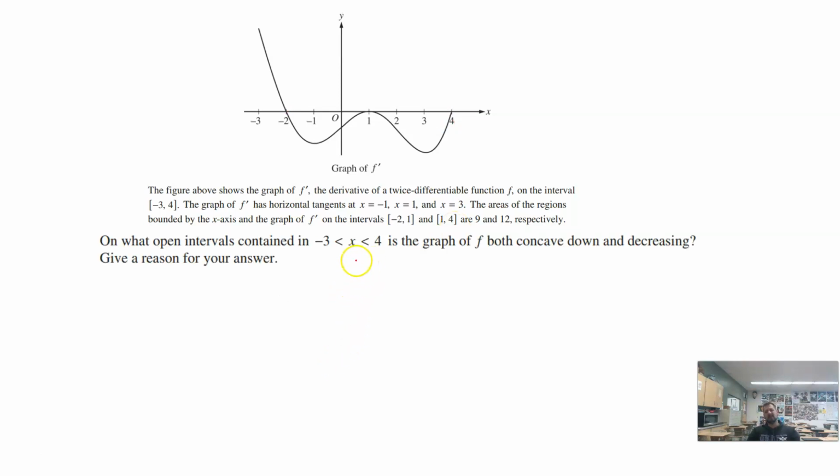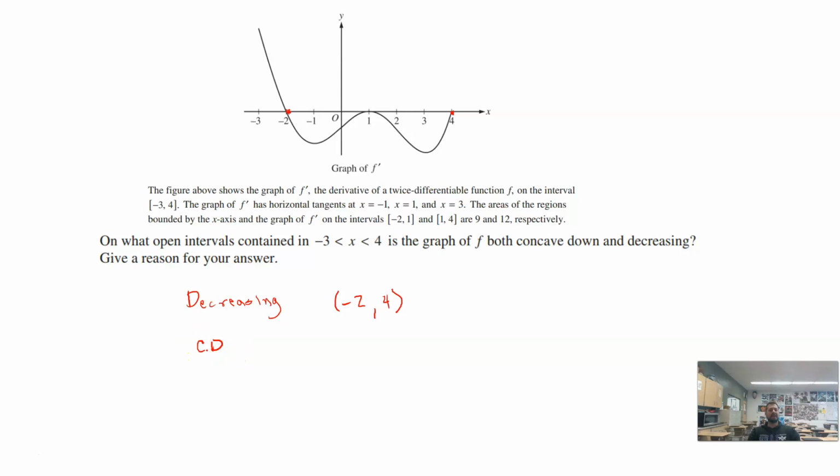Letter B wants to know where, between -3 and 4, is the graph of f, so the original function, both concave down and decreasing. So let's talk about each of those things. Let's do decreasing first. In order to tell where the original function is decreasing, we have to look at the derivative graph and see where it is below the x-axis. So we can see from x equals -2 to x equals 4, my original function is decreasing.